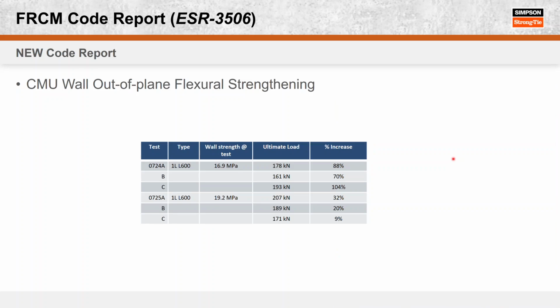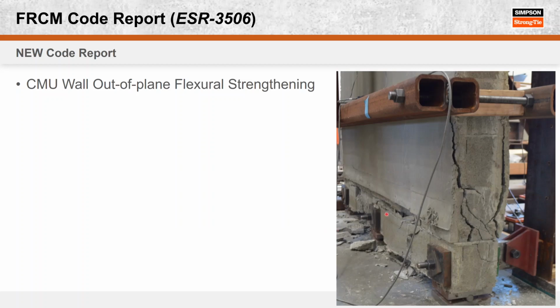And strength increases from only 9% to over 100%. I think we probably had an issue with the test setup here. It probably failed somewhere else, so we might be able to throw out that result. I think it might have had to do with the anchorage on the bottom. There was some kind of failure there, and that's why it failed so early. So more of a test setup problem than a problem with the wall or the FRCM.